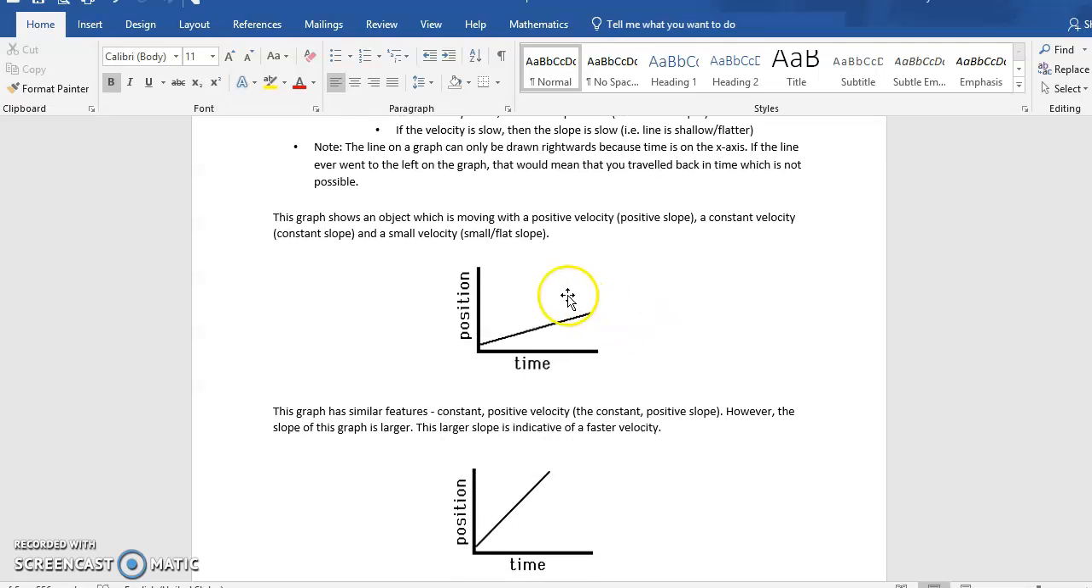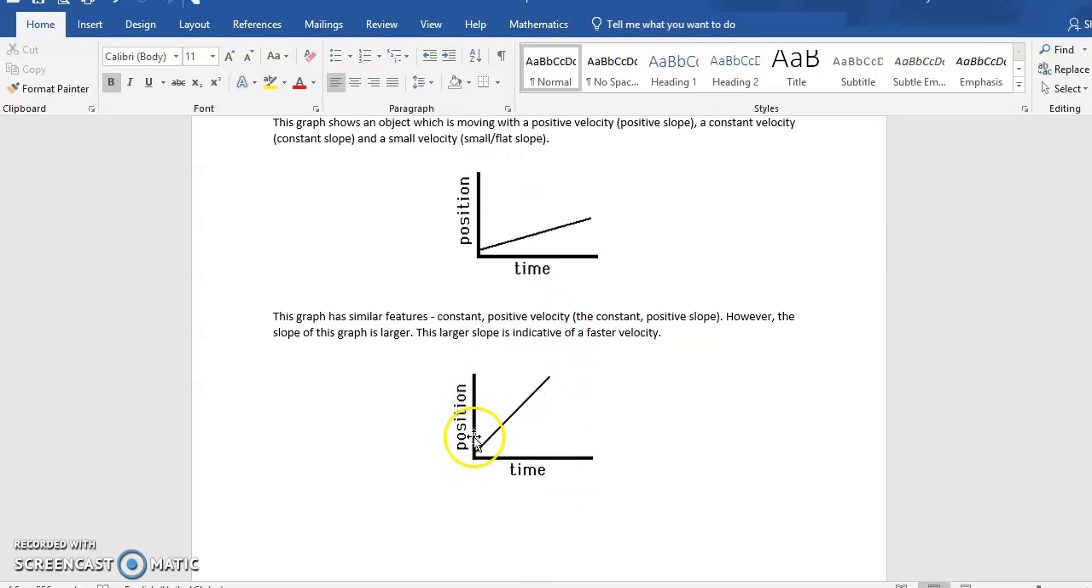So if we're going to describe this graph, it shows an object which is moving in the positive direction with a positive velocity because it's traveling upward. So we have our positive slope. It's a constant velocity because of our constant slope, right? We have a straight line. And it's a small velocity because it's a smaller, flatter slope.